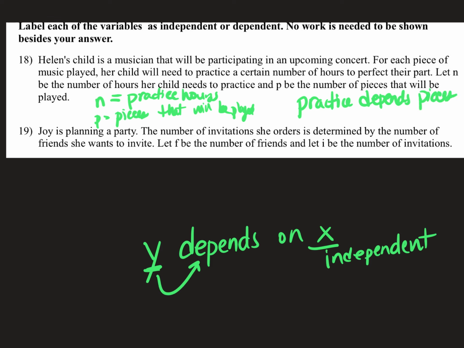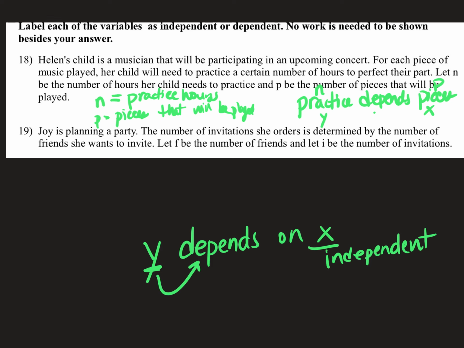So this is work you could show. You don't have to write the problem, just that could be your work. Write N as practice hours, P is pieces that will be played. So the practice depends on the pieces. So Y depends on X. And I know we have different variables over here. So then I know that N, because practice is in this problem, N depends on P.